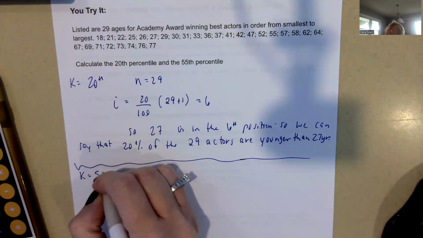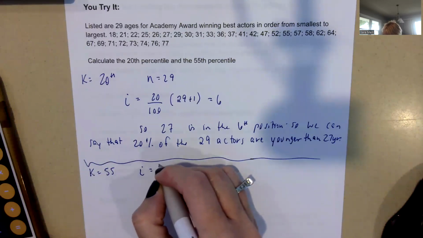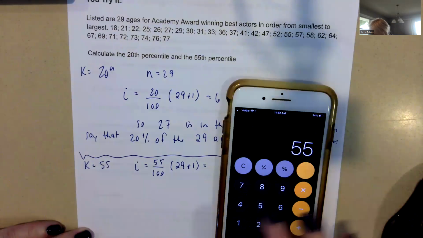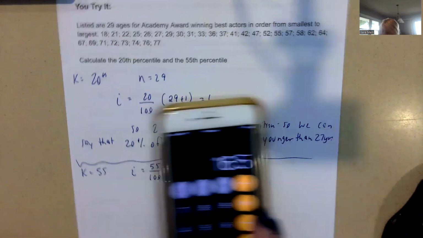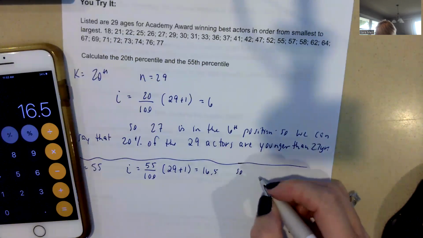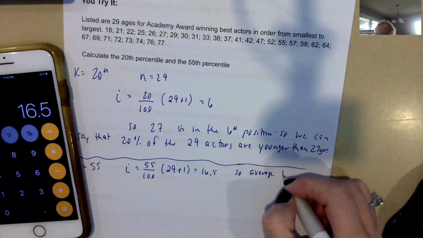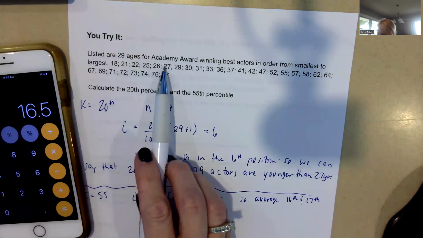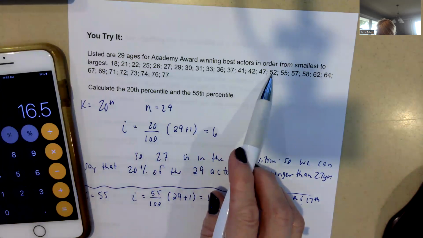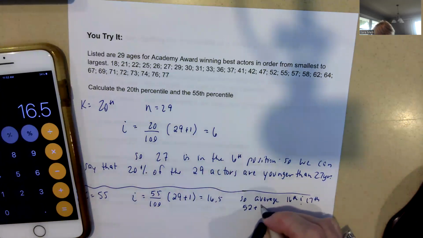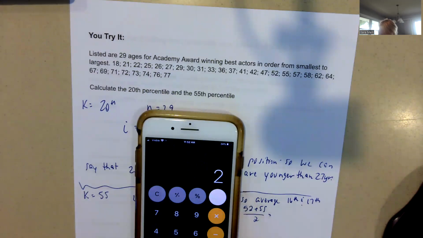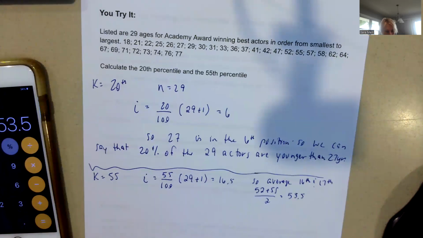Then they wanted us to find the 55th percentile. So 55 now is k. I in this case is going to be 55 divided by 100 times 29 plus 1, which is 30. So 55 divided by 100 times 30 is 16.5. So we have to average the 16th and the 17th values. So that would be 1, 2, 3, 4, 5, 6, 7, 8, 9, 10, 11, 12, 13, 14, 15, 16. So 52 and 55. So we add 52 plus 55 and divide by 2, which is 53.5. Now, it's not actually one of our data values.